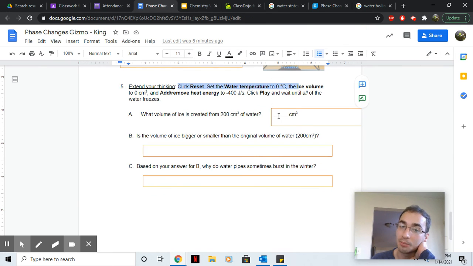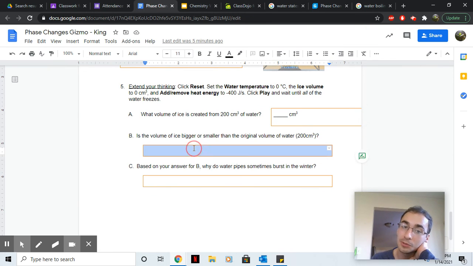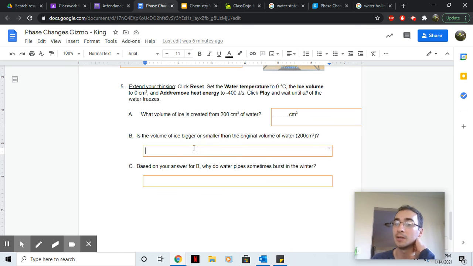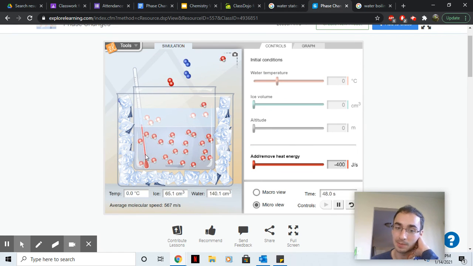Once you froze it all, how much ice is there? And then number 2, is the volume of ice bigger or smaller than the original volume of water? And then part C, now based on your answers, why do you think the pipes burst in the winter? It has to do with what you found out here. Why do you think the pipes burst? Now you know that the ice volume expands.